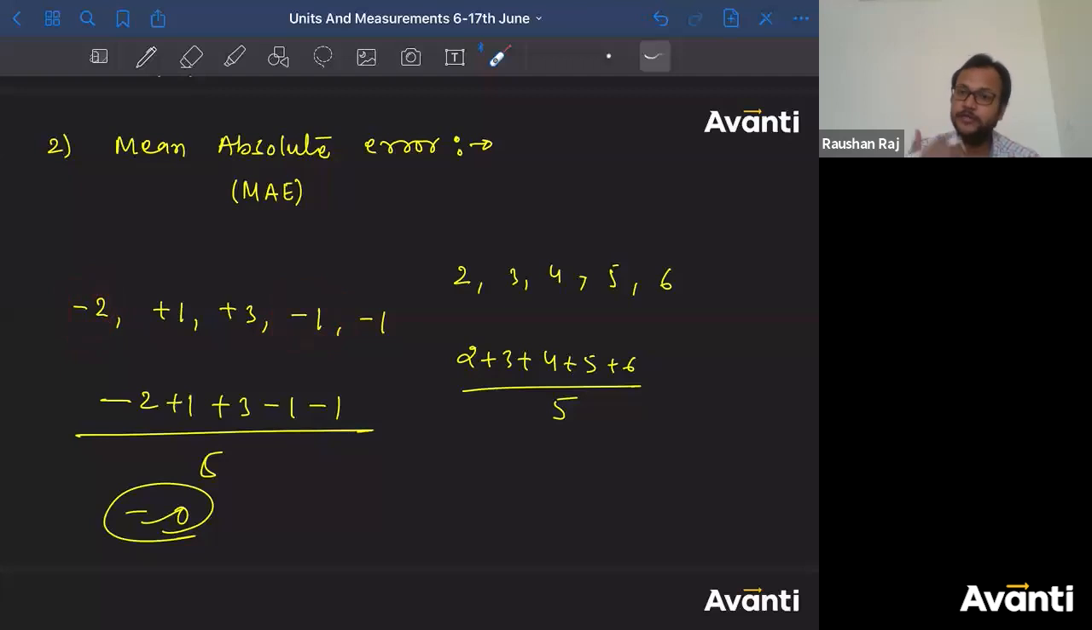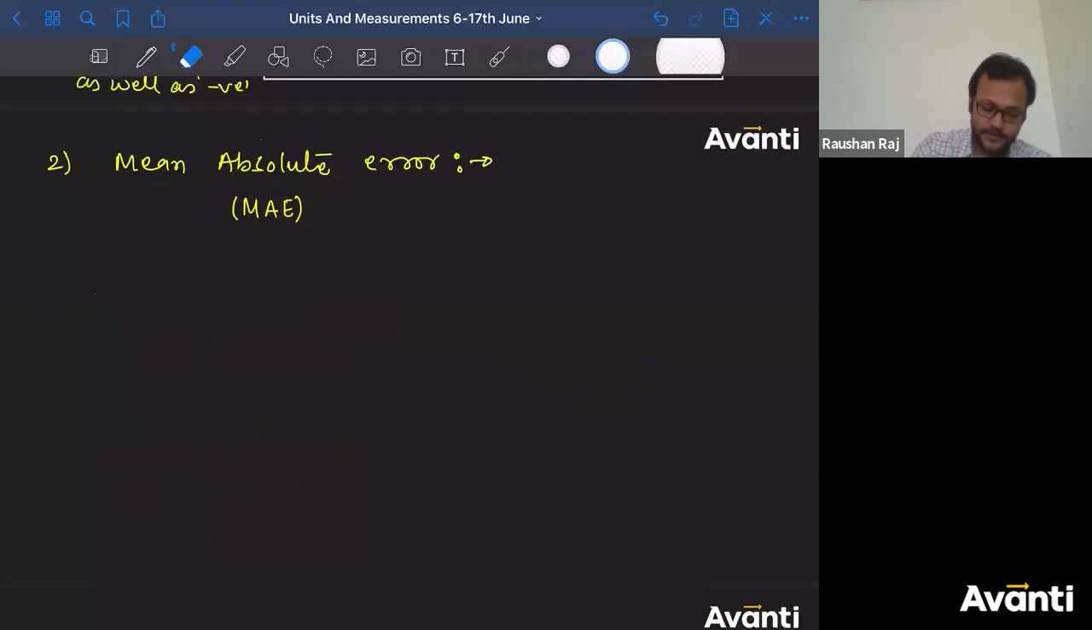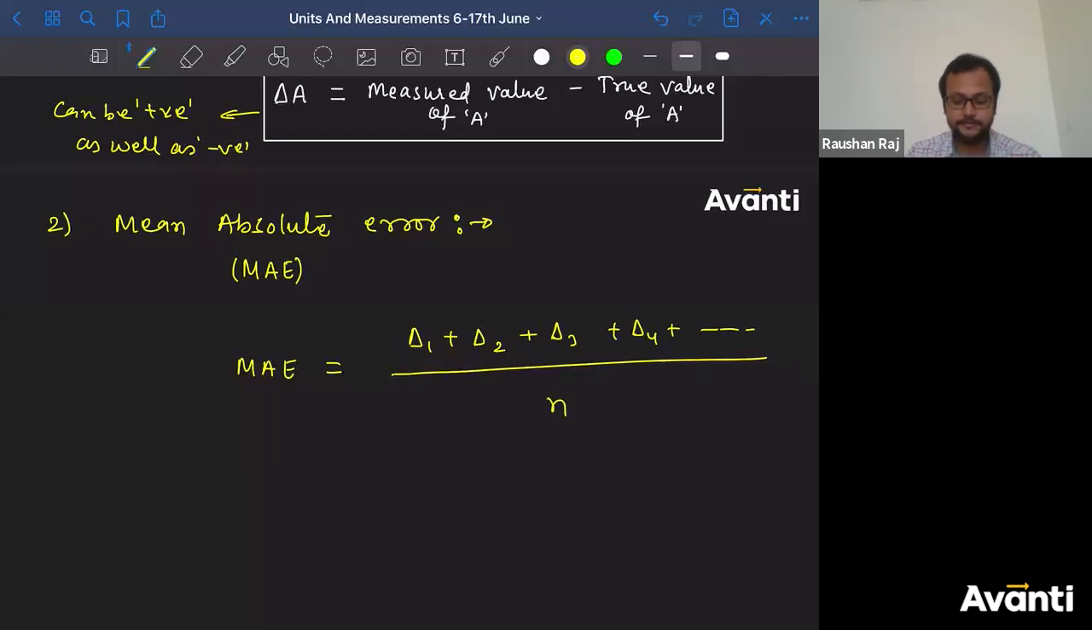So we have to talk about the magnitude only to express the mean absolute error. So how do we define mean absolute error? We have to take the modulus. We have to take only the magnitude. So MAE will be written as, let us say if you're having multiple number of measurements, delta 1 plus delta 2 plus delta 3 plus delta 4 and so on, divided by n terms, right?